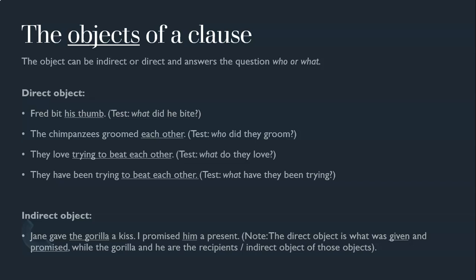Indirect object. Jane gave the gorilla a kiss. Note, Jane gave a kiss, but the gorilla was the recipient of that kiss. So the gorilla is the indirect object. I promised him a present. What I promised him was a present, so that's the direct object, but he is the recipient of that present and therefore the indirect object.